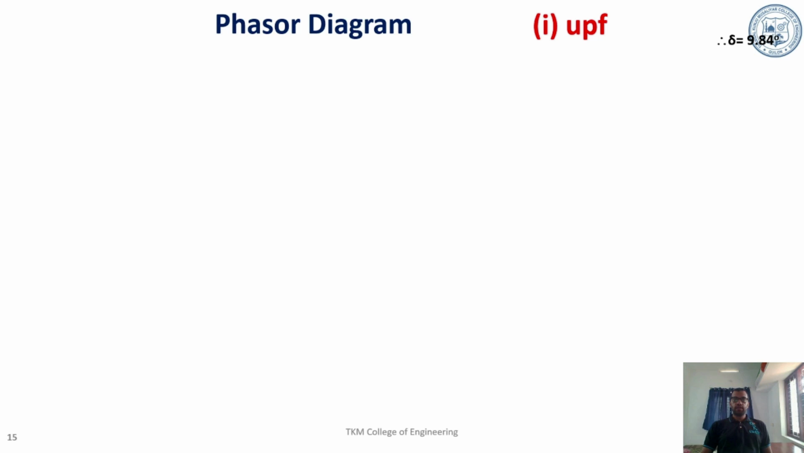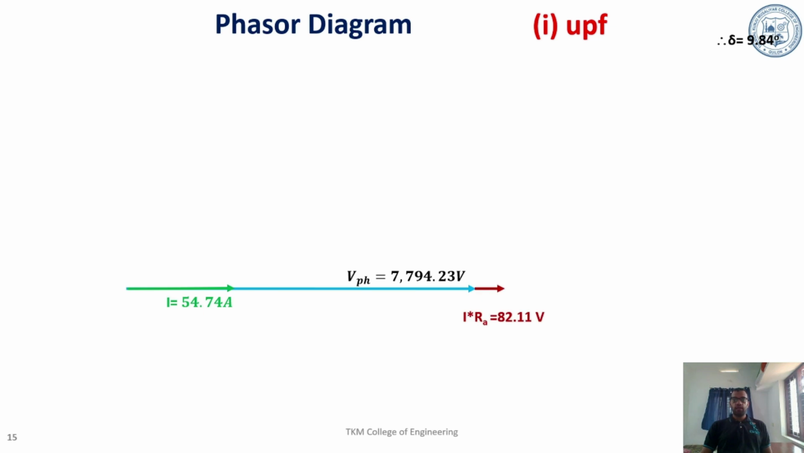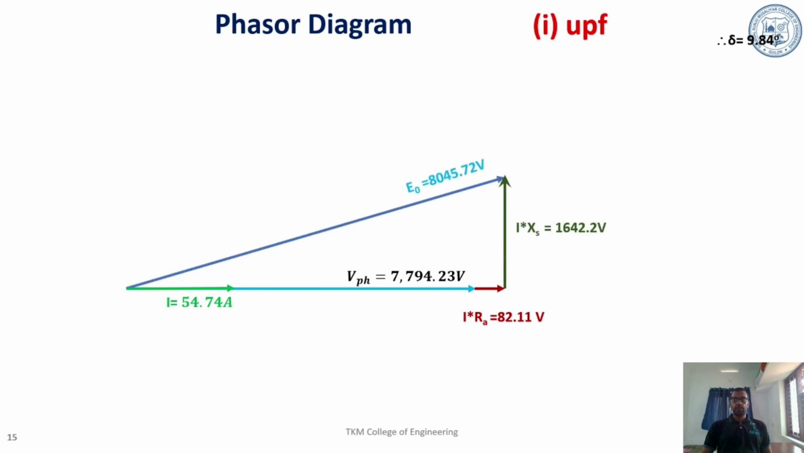Coming to the phasor diagram corresponding to unity power factor condition, V phase is taken as reference. Armature current I is in phase with voltage. We need to consider drops, that is, I into RA drop is drawn parallel with I, from the tip of V phase, and from the tip of I into RA phasor we need to draw phasor I into XS, which is leading I by 90 degree. Now joining this gives E0.